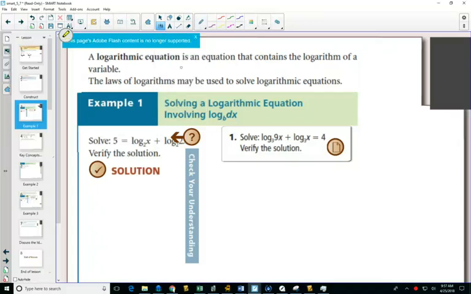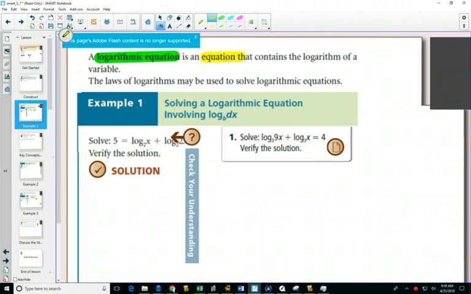Highlighter. Log equation. A log equation is an equation where the variable x is inside the logarithm. That is what makes a log equation.